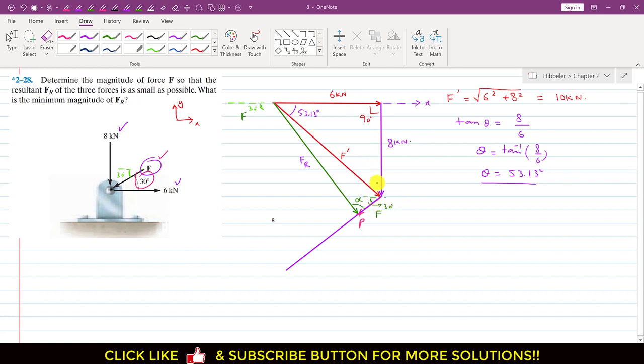This angle is 53.13, so this angle is also 53.13. Let's say this whole angle is beta. So beta is equal to 53.13 plus 30 degrees, which is 83.13 degrees. So this beta is known. The angle between the F dash and F force is known, which is fixed.